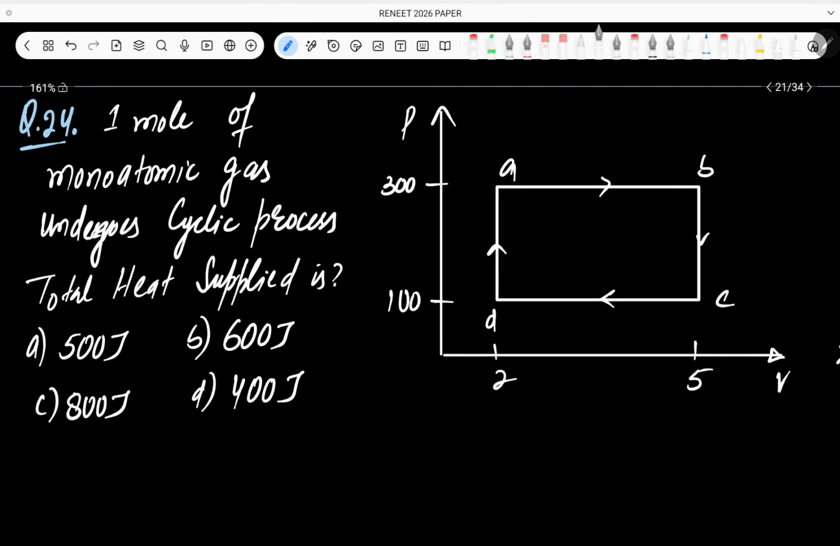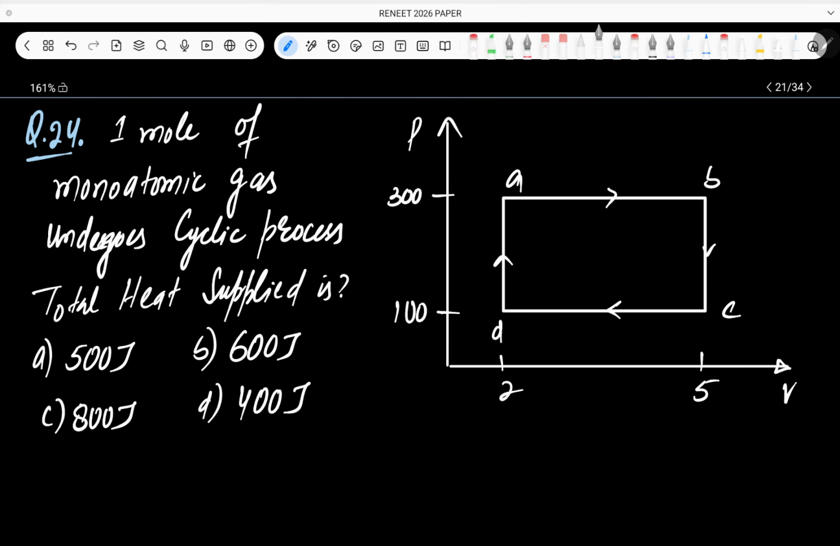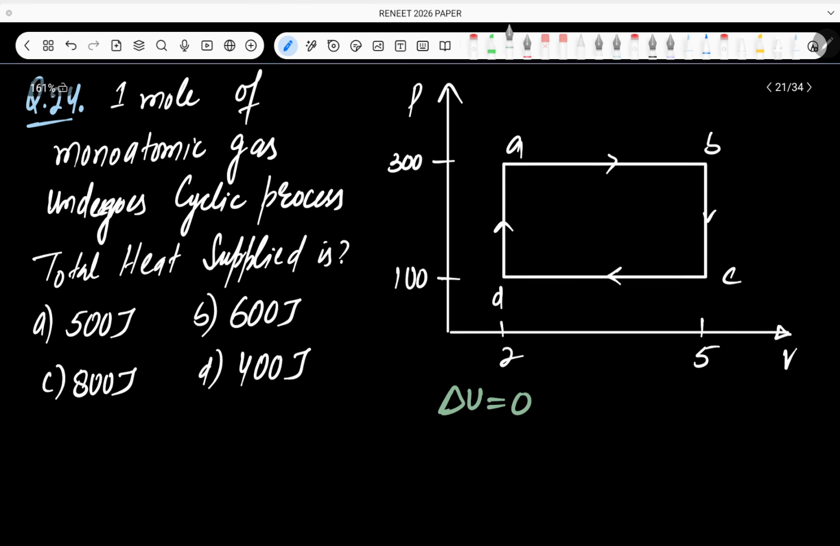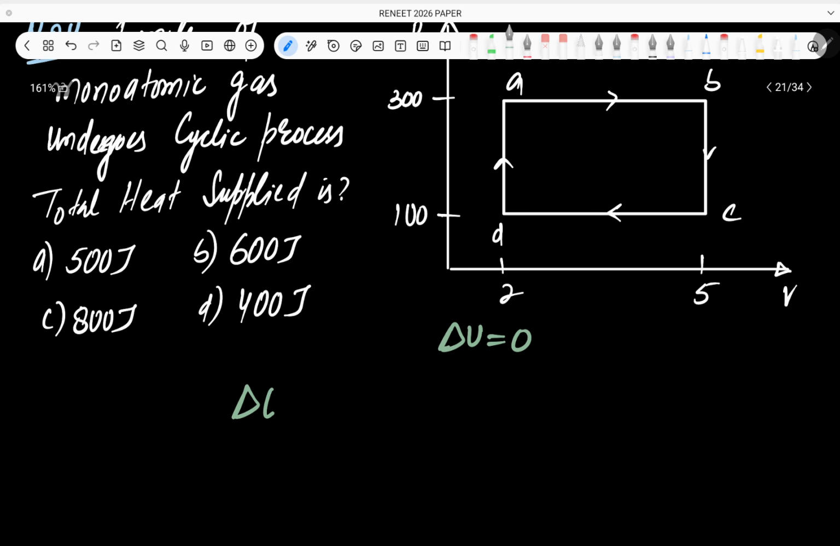Let's move ahead. Another question is there, question number 24. This question is comparatively easier. So simply it is a cyclic process. For a cyclic process, you should know that delta U is equal to 0. When delta U is equal to 0, delta Q is equal to W, equal to the area, and area is nothing, it is length into breadth.